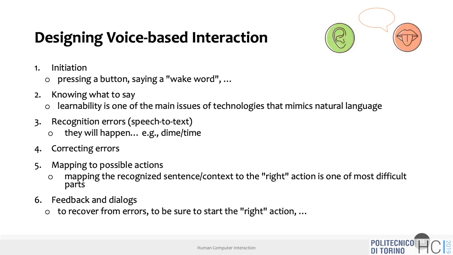And finally, the sixth step to have in mind for all the system is to have feedback, dialogues, to recover from error, to be sure to confirm that direct action is about to start or has started. So for instance, in the speech recognition system that we have seen before, an option could be, I say new paragraph, and the software tells me, do you want to start a new paragraph or do you want to write a new paragraph? Say one for the first one and two for the other option, for instance.